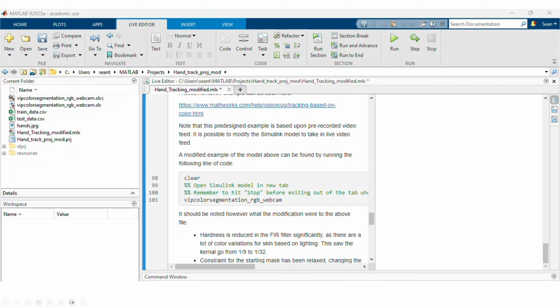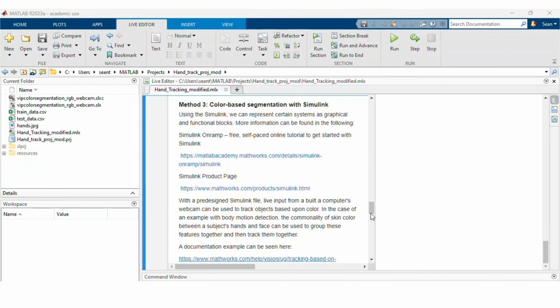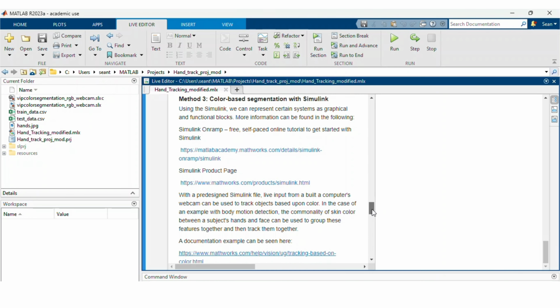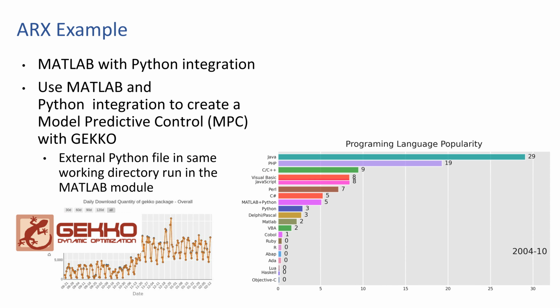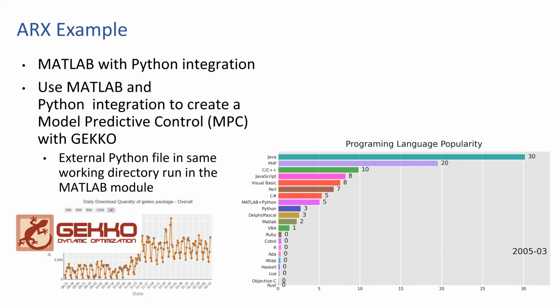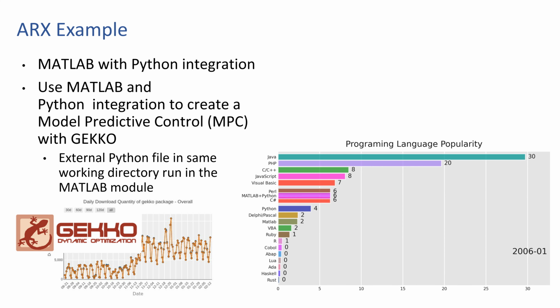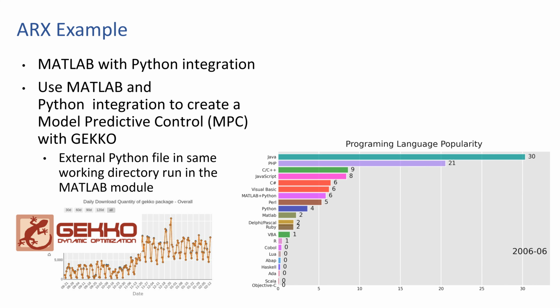Okay, so let's go on to the next one. There's also an ARX example. This one is MATLAB with Python integration. And on the right, I show programming language popularity over time. Looks like I'm missing an M there in programming.